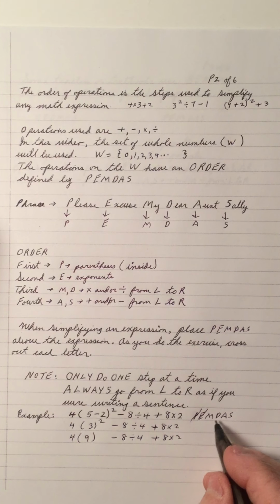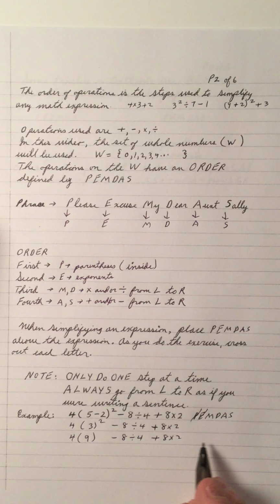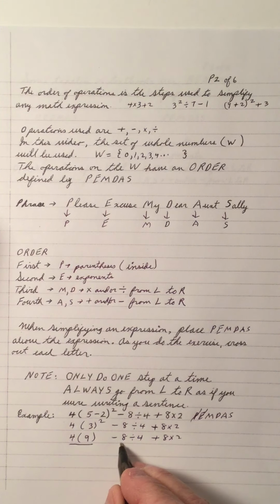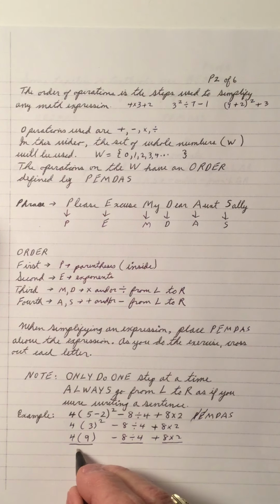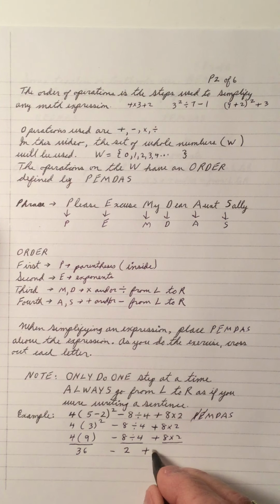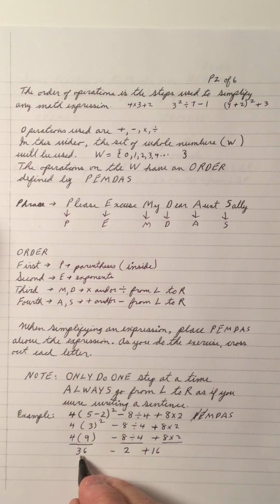Exponents are done. Now I do multiplication and division as I go from left to right. I see a multiplication here, I see a division here, and I see a multiplication here. So I work left to right. 4 nines is 36. Subtract. 8 divided by 4 is 2. And add on 8 times 2 is 16. 36 minus 2 from left to right is 34, plus 16 gives me 50 for the total.